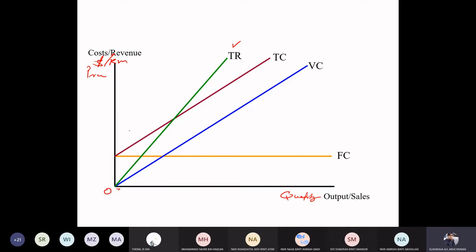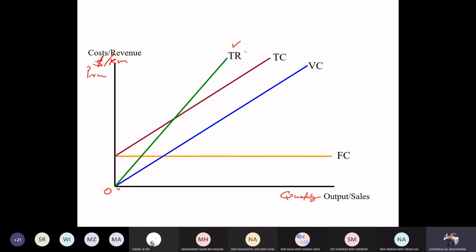How do we carry out the analysis? Step by step. As we know, the green line represents the total revenue. I'm sure you all know what the total revenue means: the number of products we sell and then we earn. Total cost consists of variable cost and fixed cost.